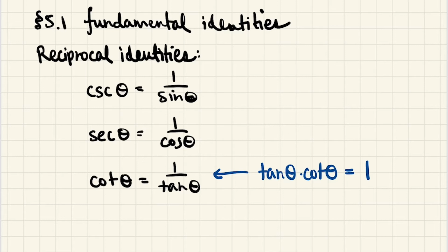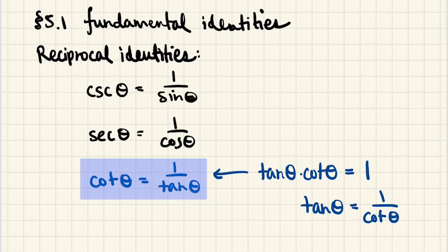Taking that a step further, if you divide both sides of that by cotangent, then on the left you'll just get tangent of theta is 1 over cotangent of theta, which of course we already knew, but it's just another way of articulating this identity right here. So just be aware that identities can be written many different ways, and they can show up many different ways.